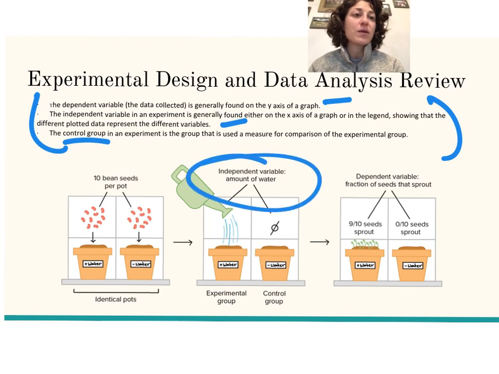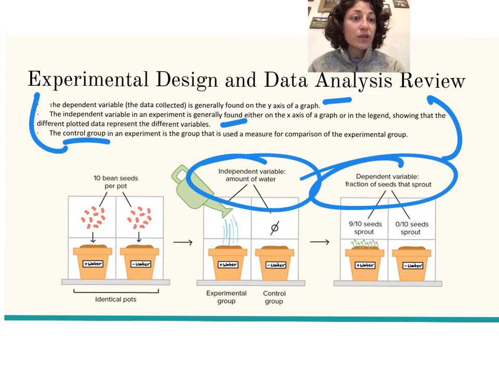So they tell us our independent variable is the amount of water, our dependent variable is the fraction of the seeds that sprout, so how many germinate. So our experimental and our control groups shown here are no water or some water. So the amount of water is our independent variable, and our experimental and control groups are shown here. Okay, the control group is used as a comparison to see what happens when we do add water.